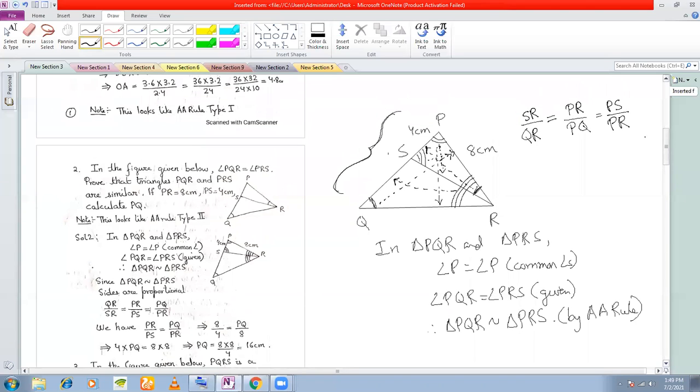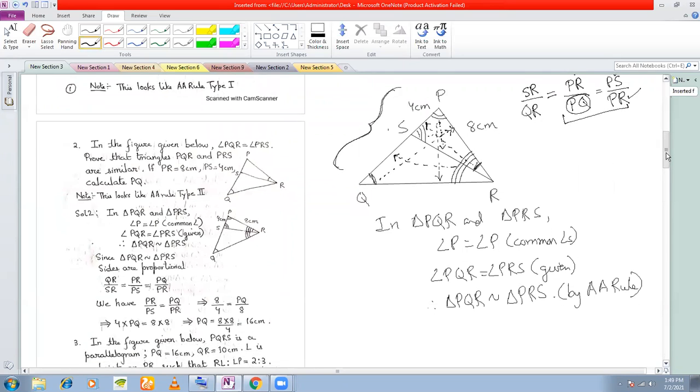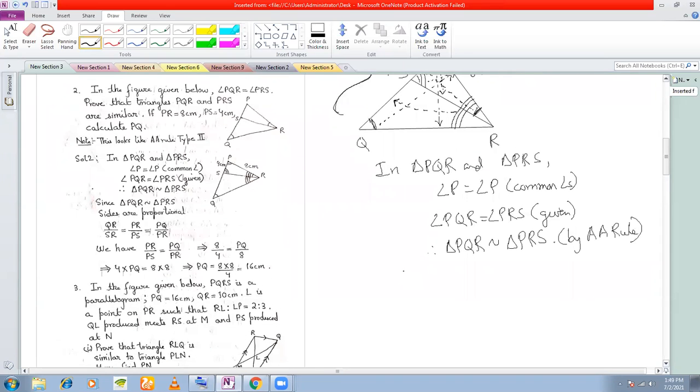Okay, so now let us see which sides are given here. PR is given to us, right? PS is given to us. You need to calculate PQ, right? So PR is given here. So that means if I take these two equalities, we'll get the side PQ. Okay, so we write sides are proportional.